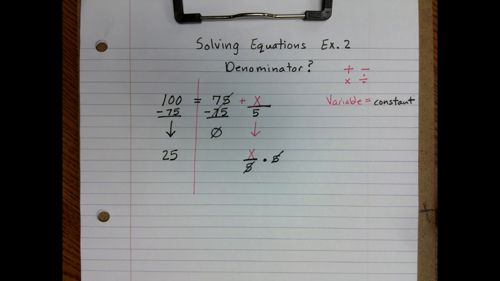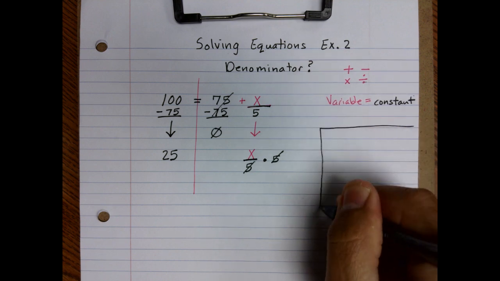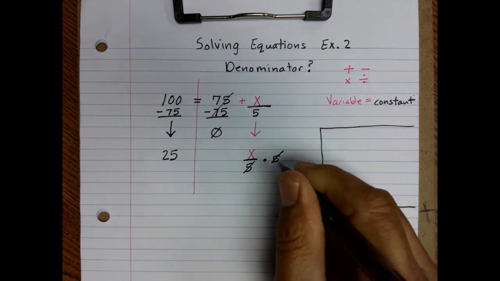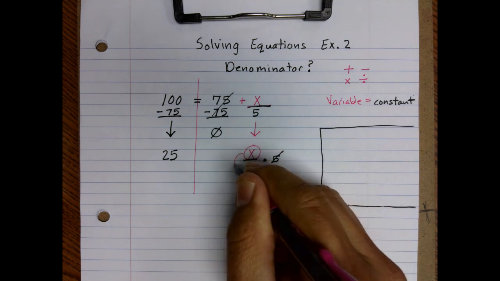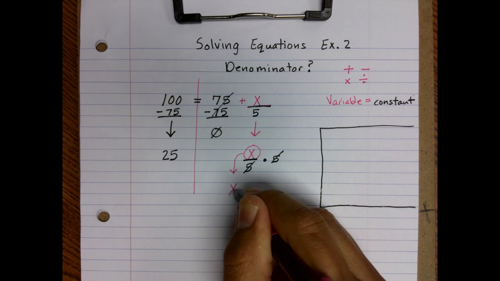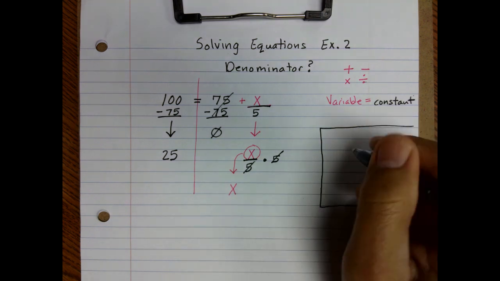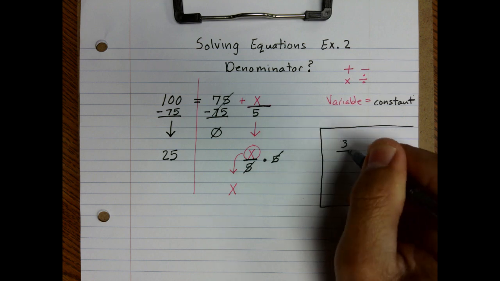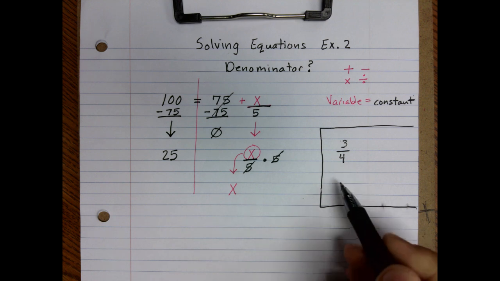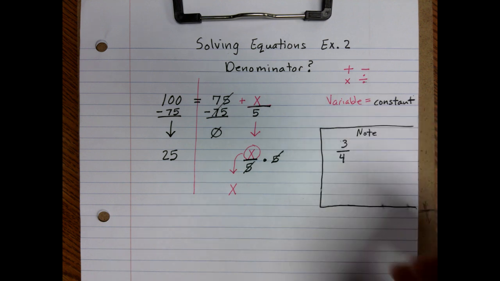Now I'm going to make a side note over here to show you why they cancel out. Let me go ahead and prove to you that they do cancel. And when I say cancel, the only thing that would be left over is simply this x. Let me draw an example over here. Let's say we had 3 over 4. Now I want you to notice that 4 is my denominator. I'm just going to write right here, this is a note.